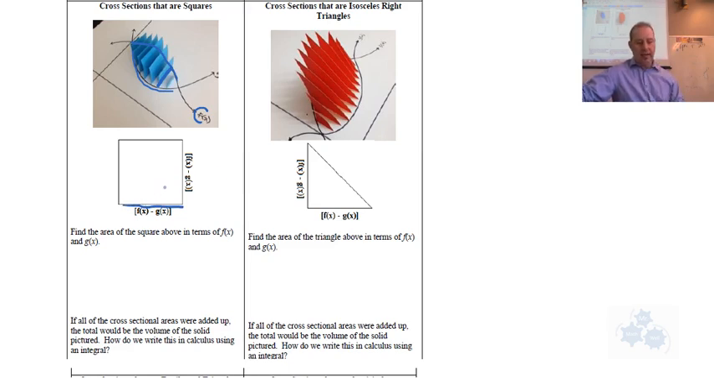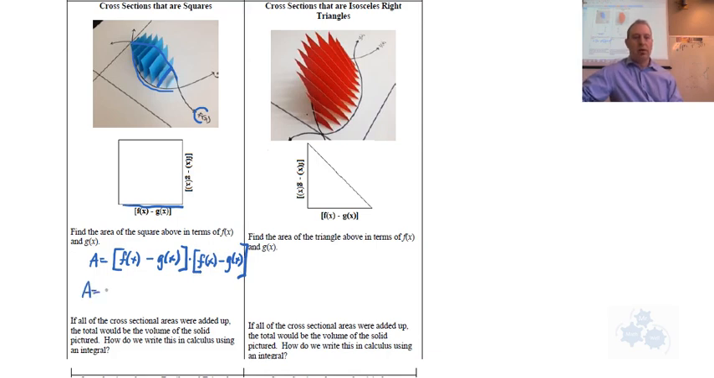So if we were to find the area of the square that's in between f of x and g of x, the area is going to look like f of x minus g of x times itself, right? Because both dimensions would be the same. It's going to be a square. So the area is f of x minus g of x squared.